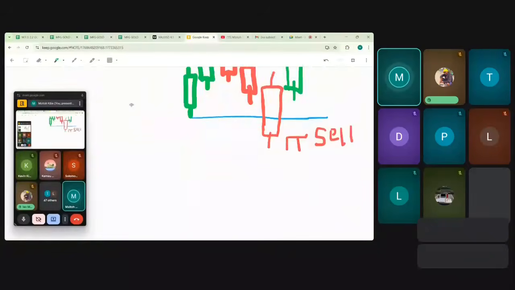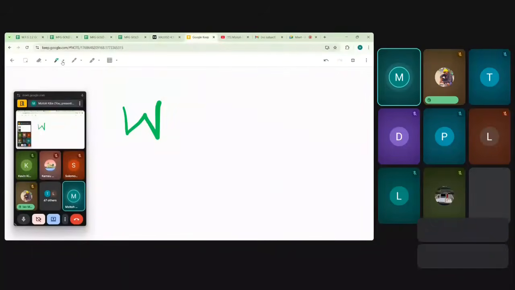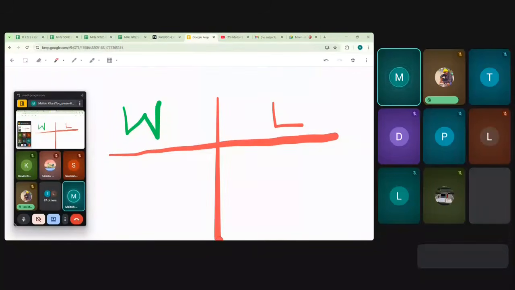So we want to have win here, and on the other side we want to have loss. We want to count from the beginning of the month. If I was trading this strategy, will I be profitable or will I be at a loss? Very, very important. So we are tracking down wins and losses. So we are going to start. Now tell me, did the market break above?